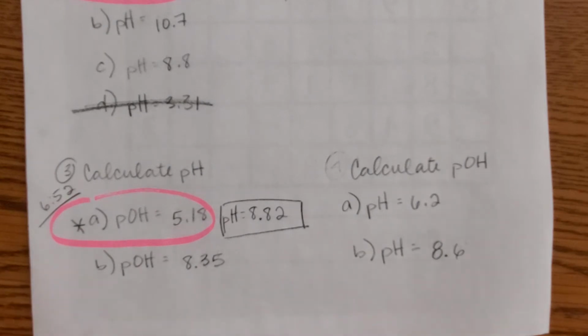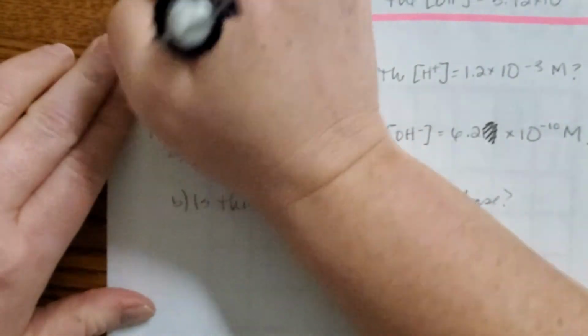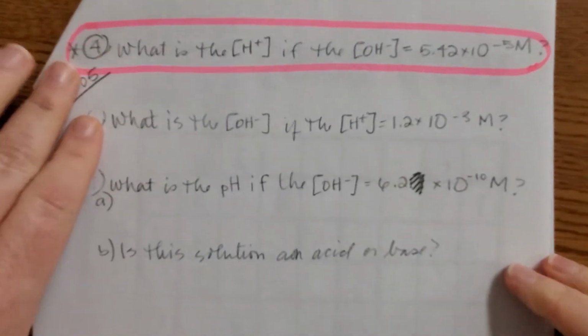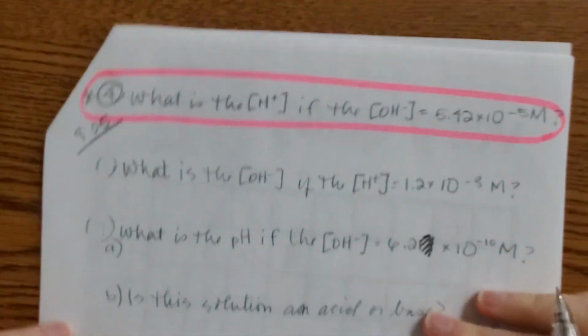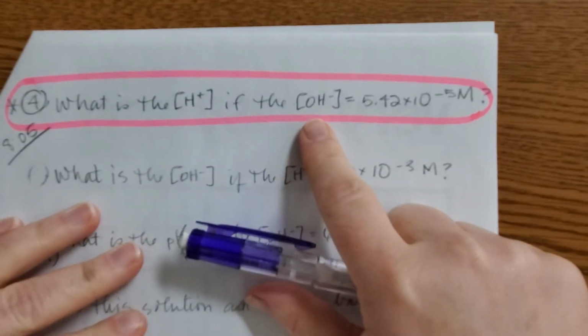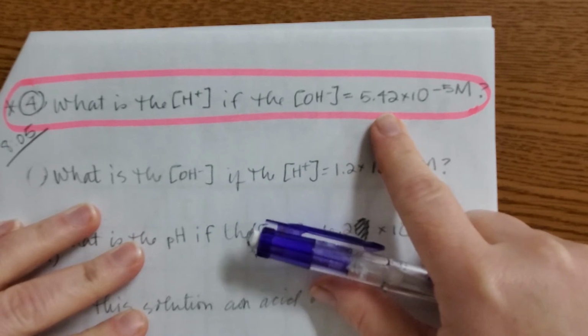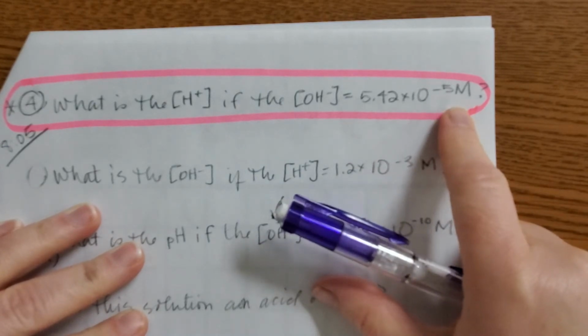Turn it over to question number 4. This is at 8:05. What is the hydrogen concentration if the hydroxide concentration is 5.42 times 10 to the negative 5 molar?